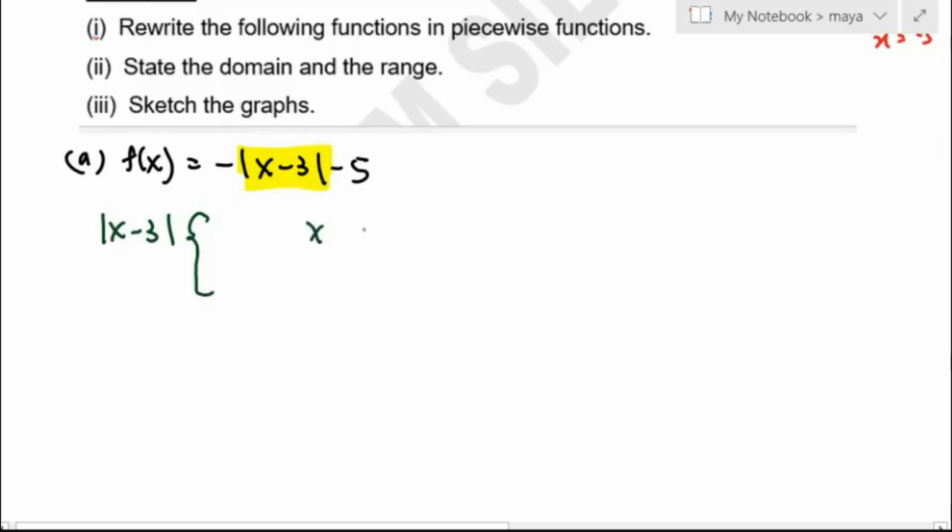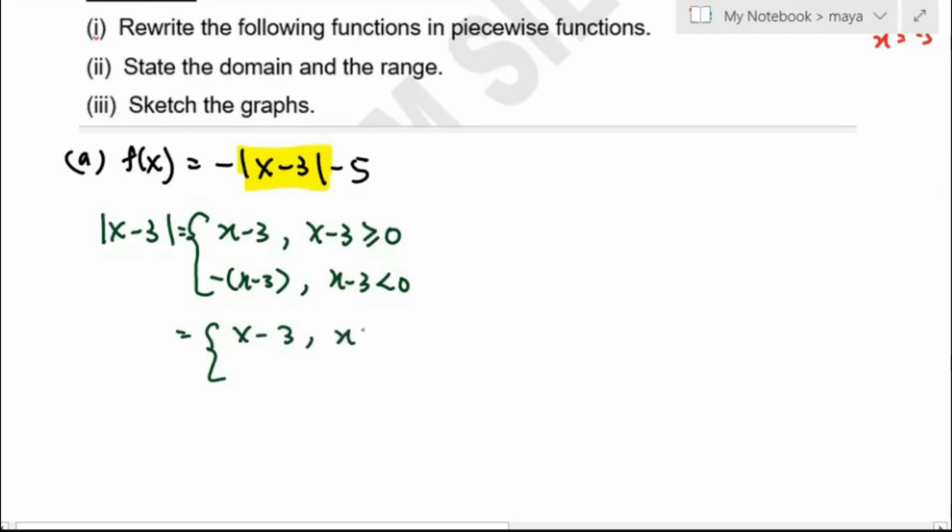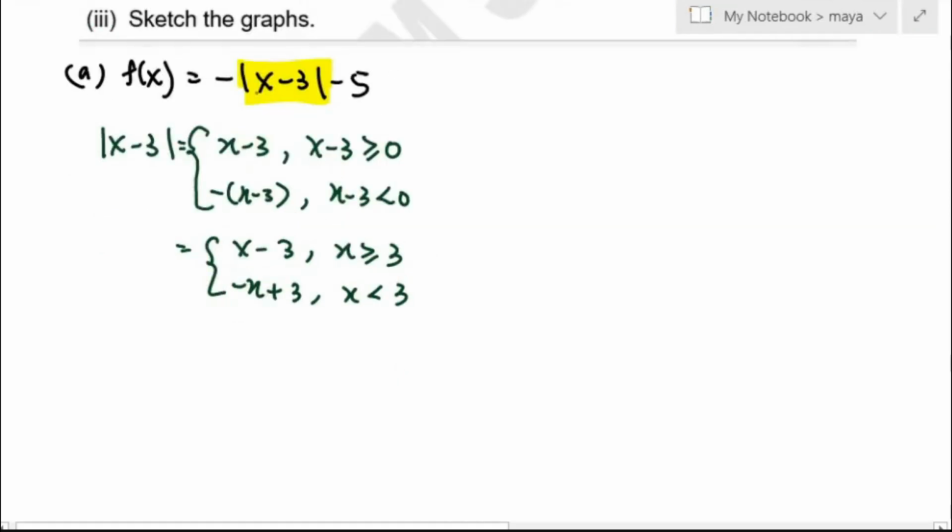For x minus 3 greater than or equal to 0, it will be a positive sign. For x minus 3 less than 0, it will be a negative function. So when I simplify it, this is still x minus 3 for x greater than or equal to 3. This one will be negative x plus 3 for x less than 3. That is only for the modulus.